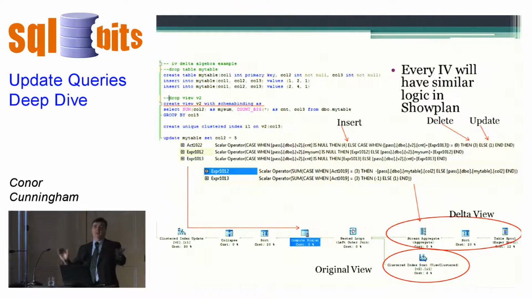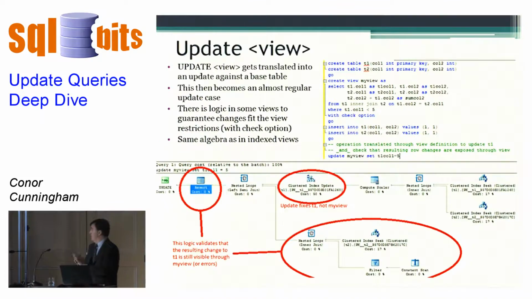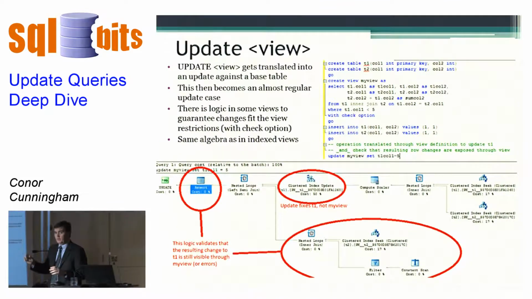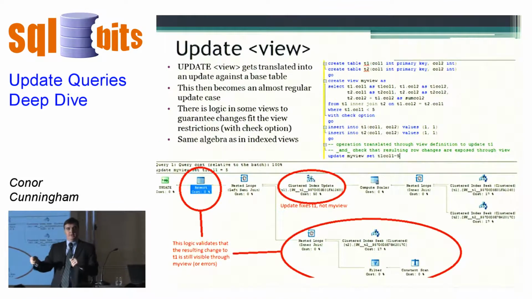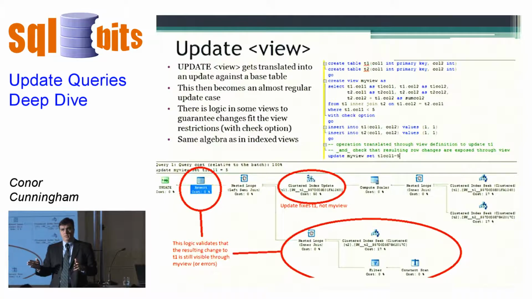Okay, so everyone now is an expert on index views, right? Good. Let's keep going. So now, how many people have actually tried to update a view instead of a base table? Not necessarily indexed. Yeah? Do you guys realize how hard that is to do?